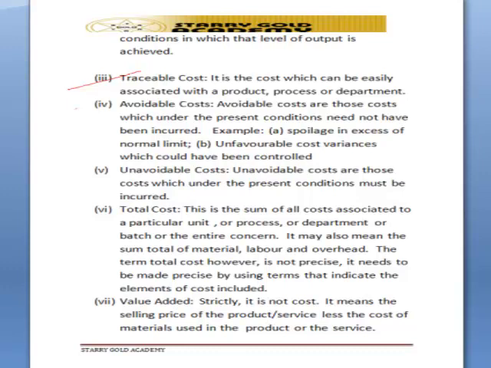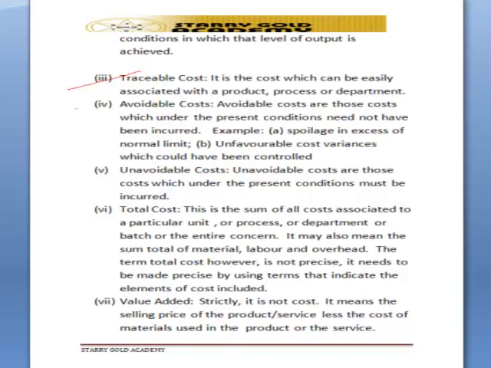Remember we also have avoidable cost, that is cost that you can refuse to incur based on your decision. And if you remember, we said all variable costs are controllable, and because they are controllable, they are also avoidable. Avoidable costs are those costs which under the present condition need not have been incurred. For instance, spoilage in excess of normal limit and unavoidable cost variances which could have been controlled. We call them avoidable cost.